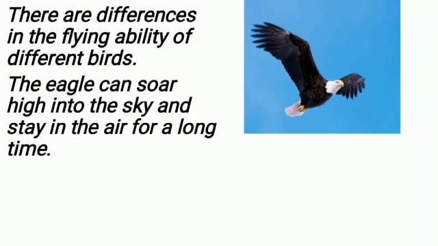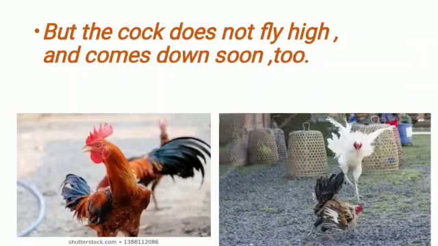in the air. At the same time, if we observe the cock or the hen, these birds cannot fly high in the sky because their body structure is different and their weight is more than other birds. And if they fly in the sky, they come down soon. So these are the 2 different types of birds. Some can fly high in the sky and some cannot.